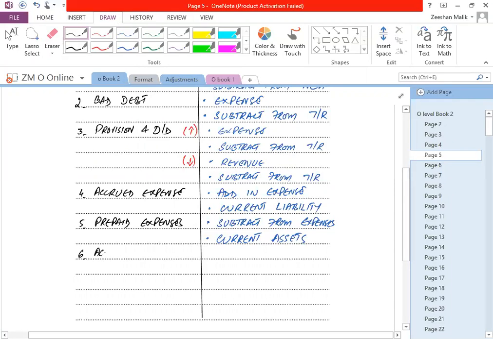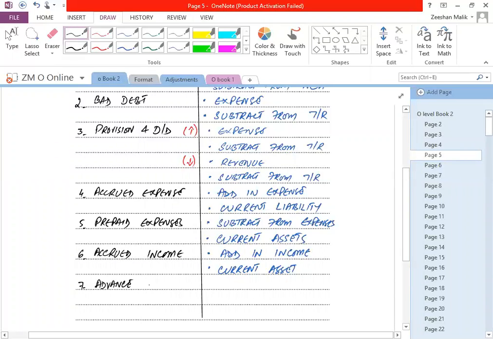Number 6, accrued income. Add in income, and treat it as current assets. Accrued means income has been earned but not yet received. You have provided the services, but the customer has not yet paid.